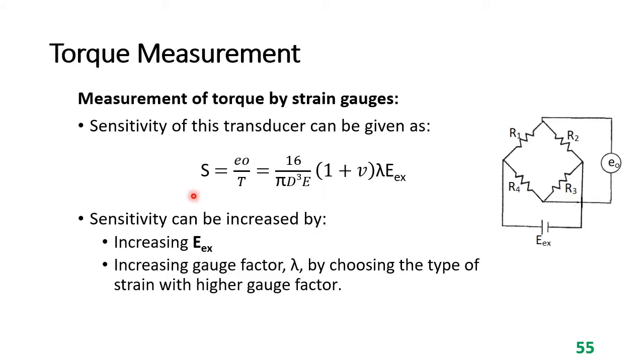Here we see that sensitivity can be increased in two ways: by increasing the applied voltage or by increasing the gauge factor lambda. But we can increase the applied voltage up to a limit only, because these four strain gauges are resistances which have a maximum power rating. So we can increase the applied voltage up to a limited extent only. The second way is by increasing the gauge factor. We can increase it by choosing the type of strain gauge which has a higher gauge factor.